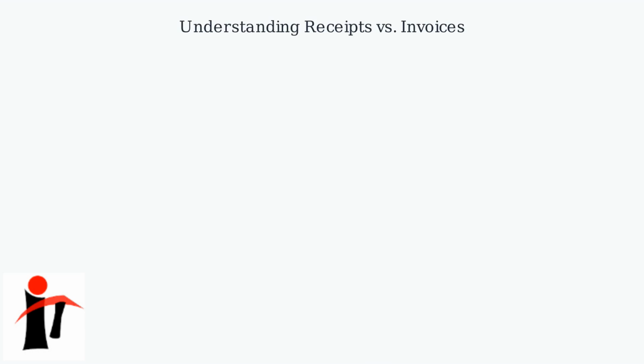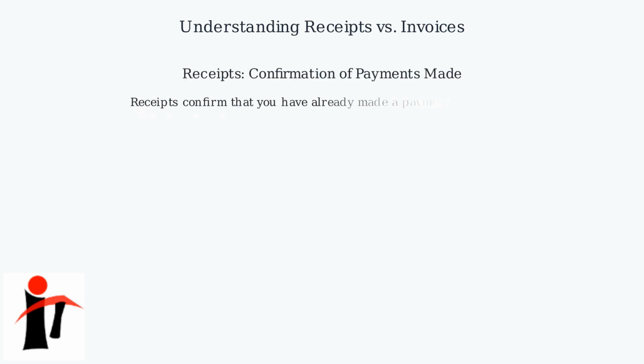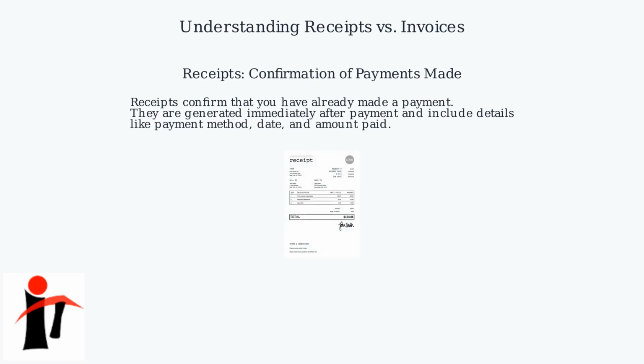In Google Ads, receipts and invoices serve different but important purposes in your billing process. While both documents are accessible from the Transactions tab, they provide distinct information for your accounting and record-keeping needs. Receipts are confirmations of payments you've already made. They are issued immediately after a successful payment and show details such as the payment method used, the date of payment, and the exact amount paid. This makes them useful for your personal records and immediate confirmation.